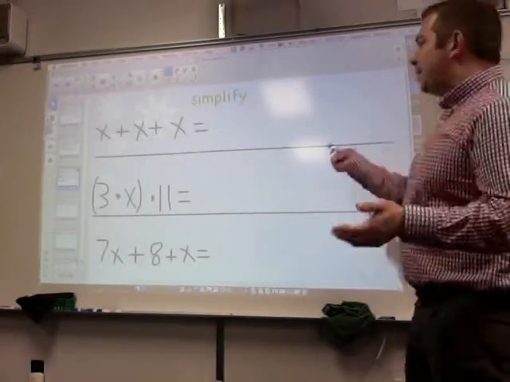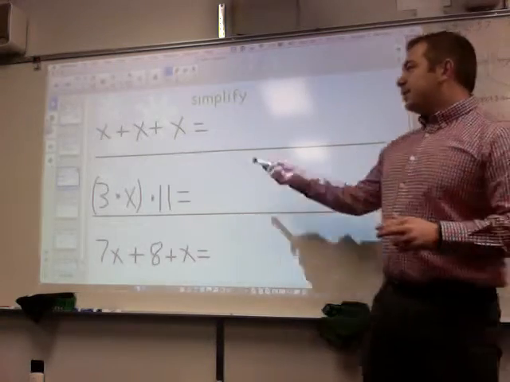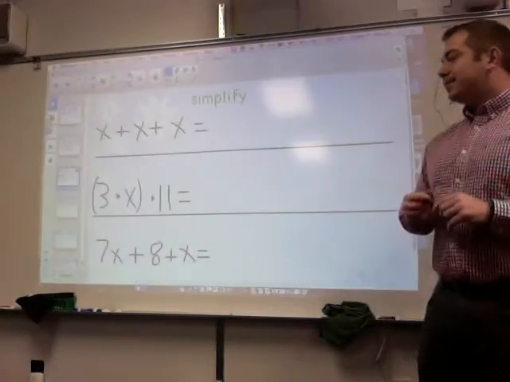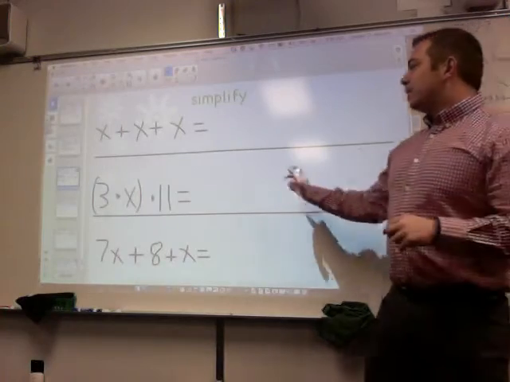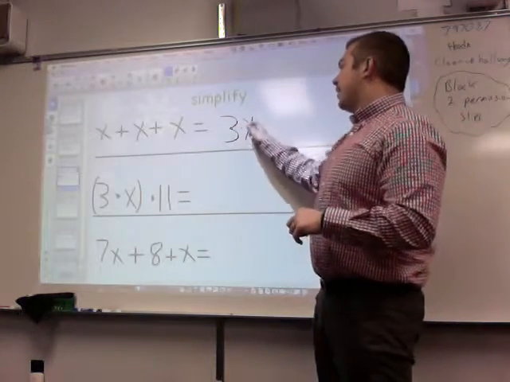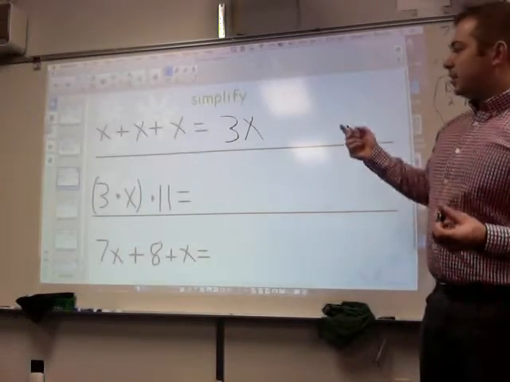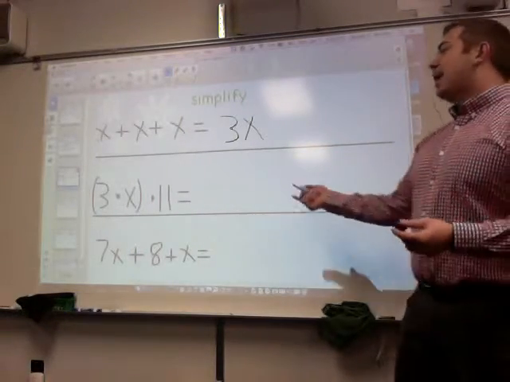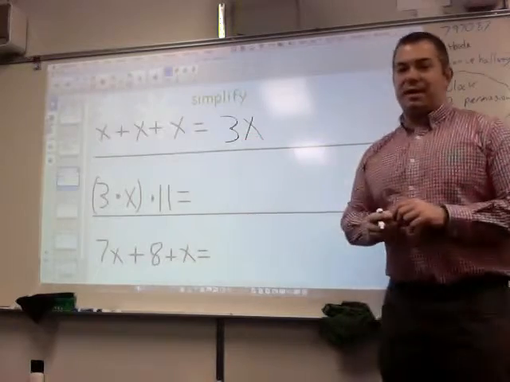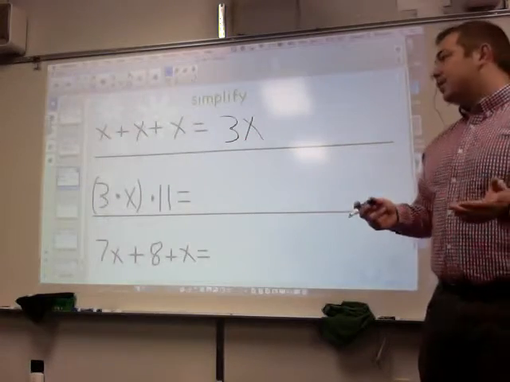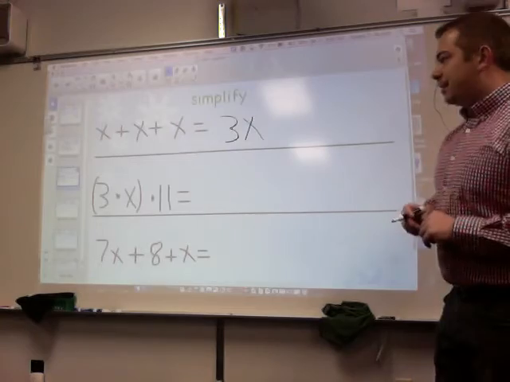I'm going to simplify these three right here. Now, the first one, I have x plus x plus x. Well, I have 3 x's, so that one's simply just 3x. That one might be a little confusing. We'll talk about it in groups, but it's just x plus another x plus another x. How many x do I have? I have 3x, and I don't know what x equals. So it's just simplified to that.